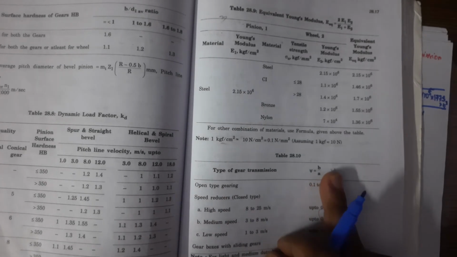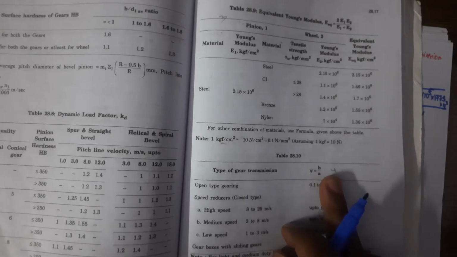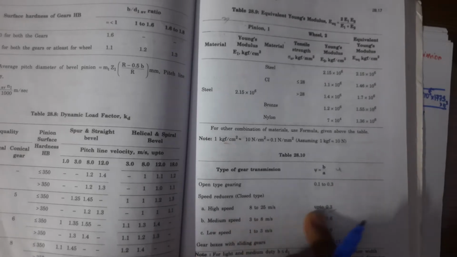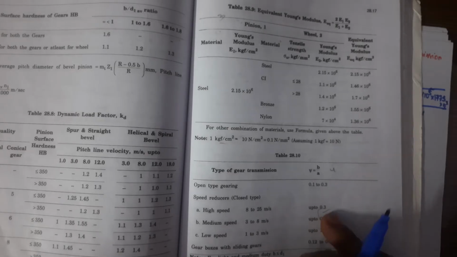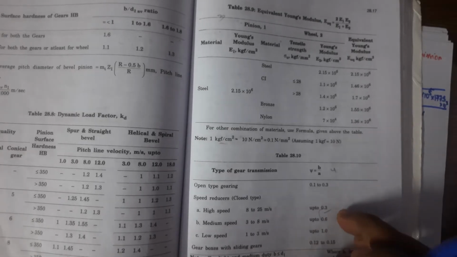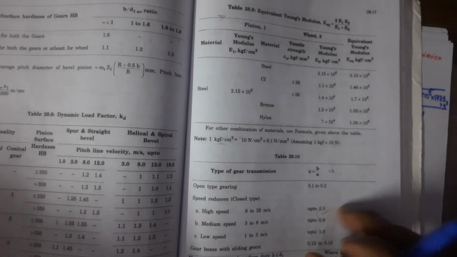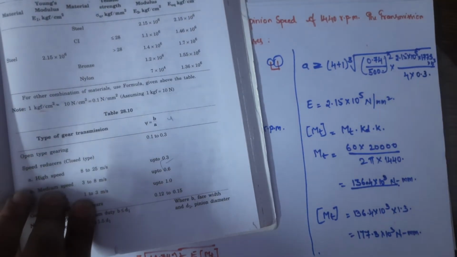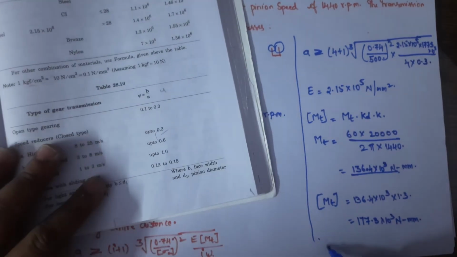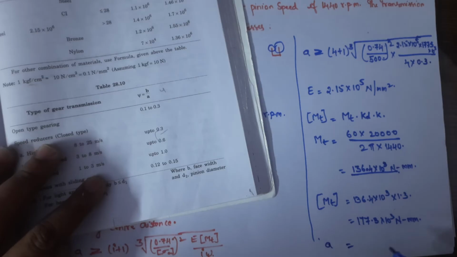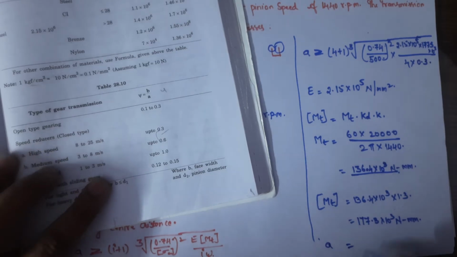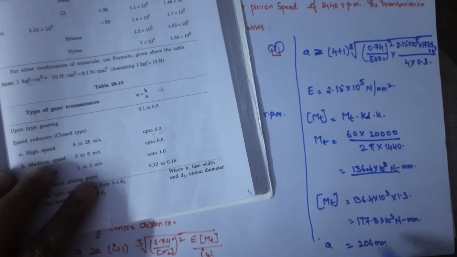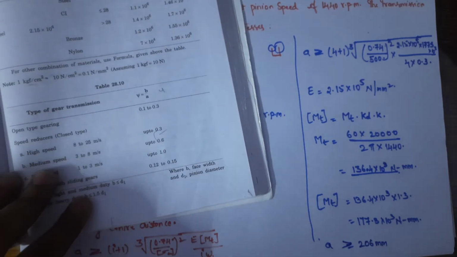Just remember psi value is equal to b by a, that is, face width by center distance. Okay, so 0.1 to 0.3. For high speed we will be taking up to 0.3. If it is not given in the question, we have to take the value as 0.3. Just substitute the value and you can find the answer. So I have got the design center distance value of 206 mm. Okay, so this is the value that I have got.